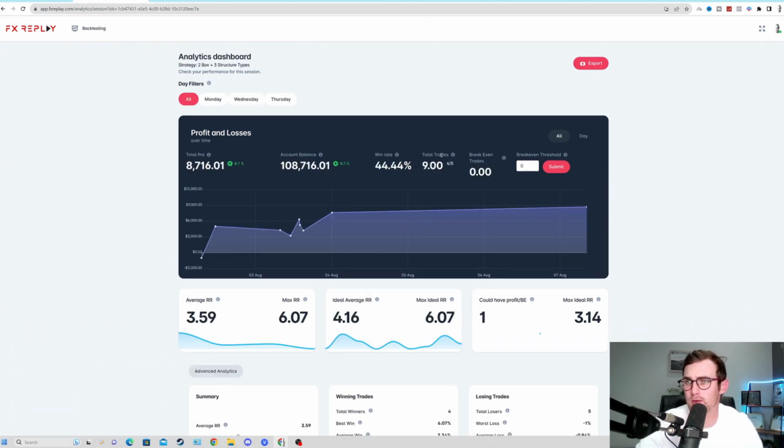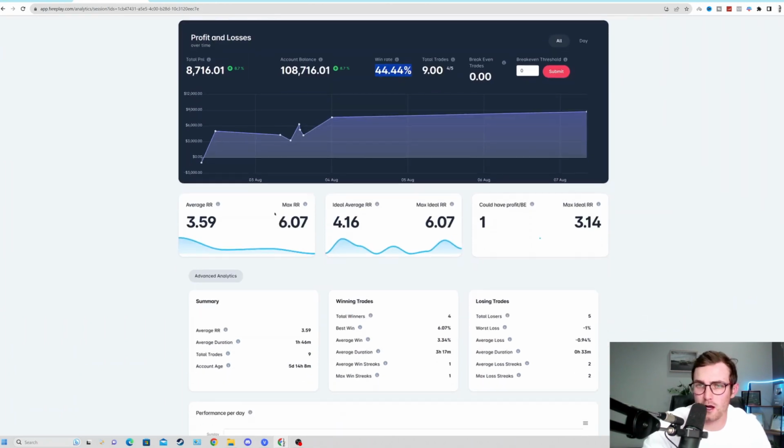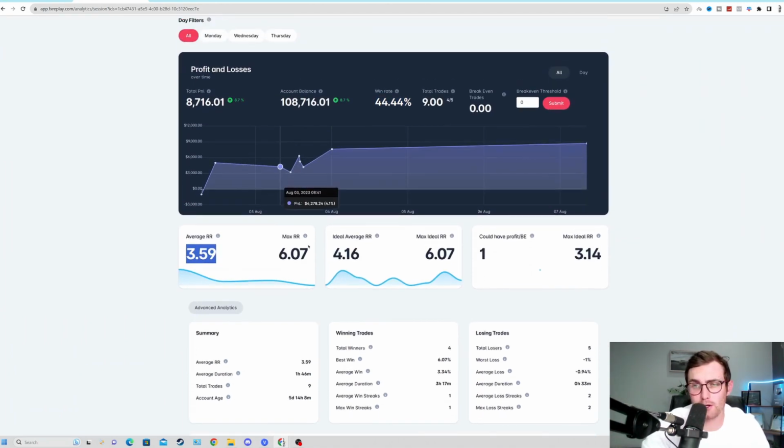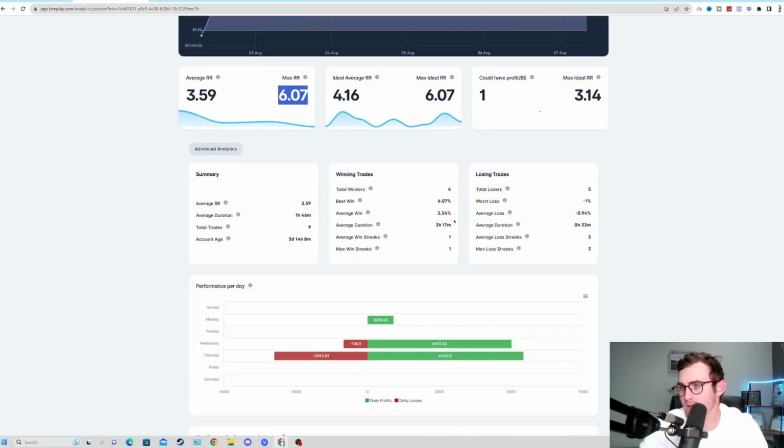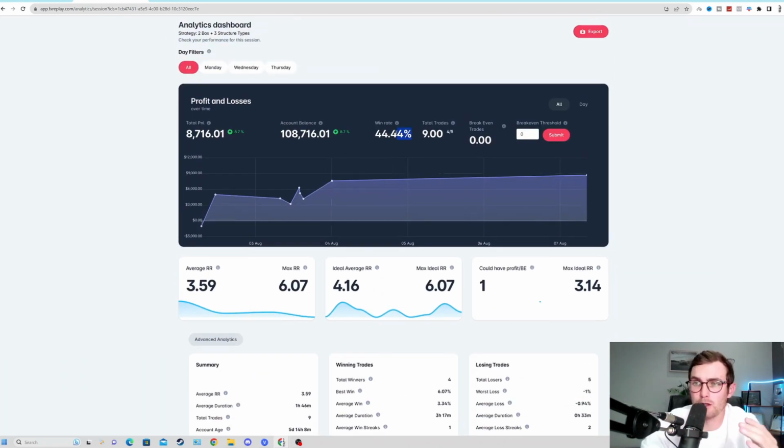So let's quickly recap this backtesting session. So we had a win rate of 44%, average risk to reward of 3.59R, max risk to reward of 6, and the minimum was 2.5. So over here, average win 3.34%, average loss -9.4%. So over here is a prime example of how I'm losing more than half of my trades, but I'm making 8 to 10% on the account per month.